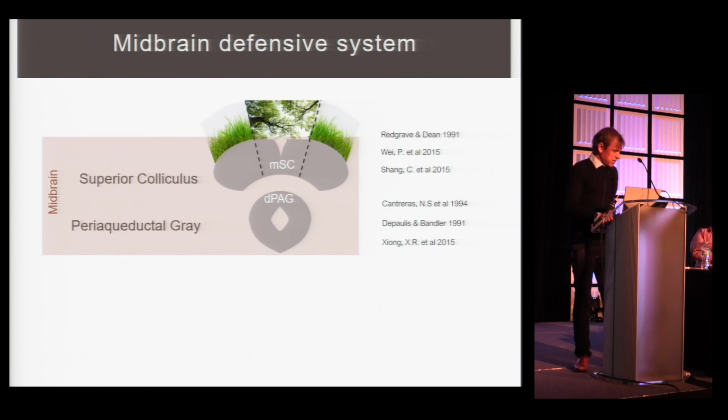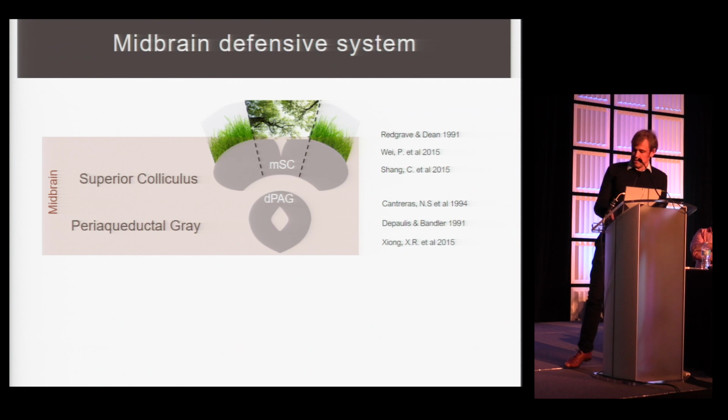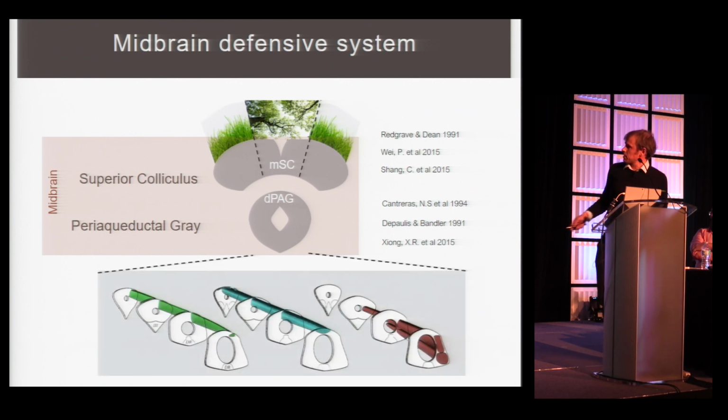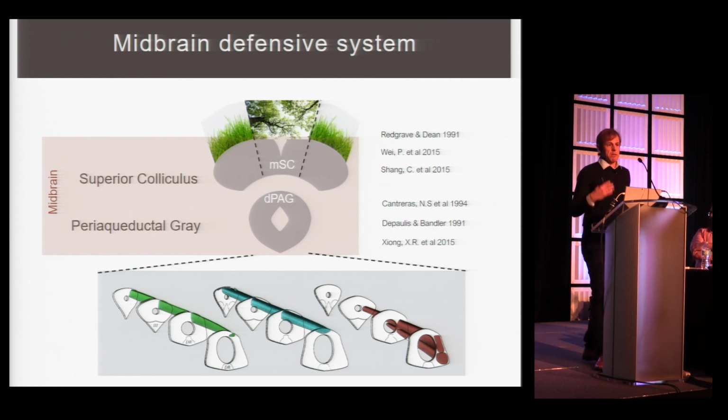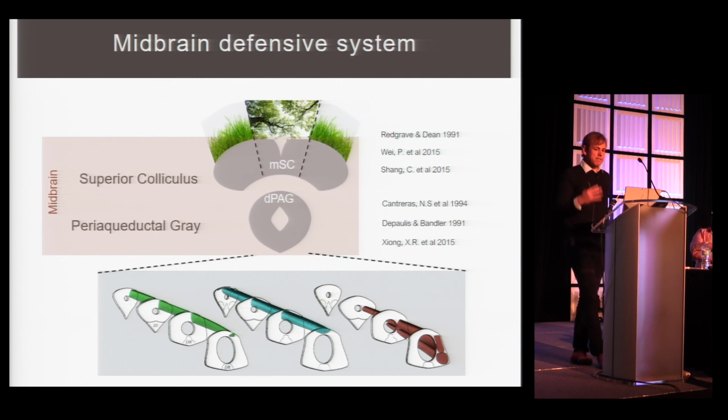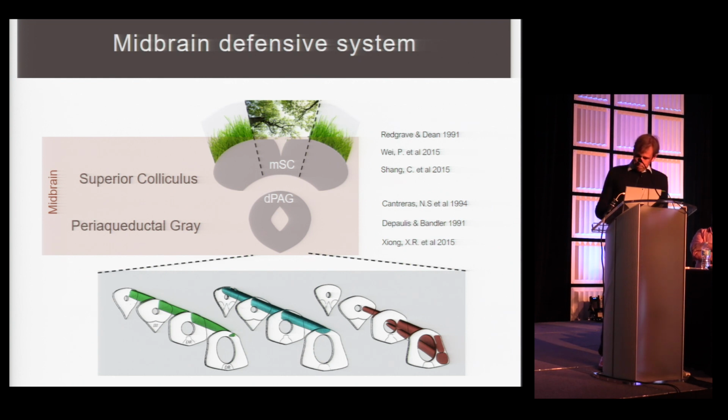The periaqueductal gray is a very intriguing structure. It's huge. It has a columnar organization. It's involved in pretty much any behavior that you can think of. The dorsal column of the PAG is known to participate and to be recruited during active defense. And escape is a form of active defense, so we focus on the dorsal part of the periaqueductal gray.